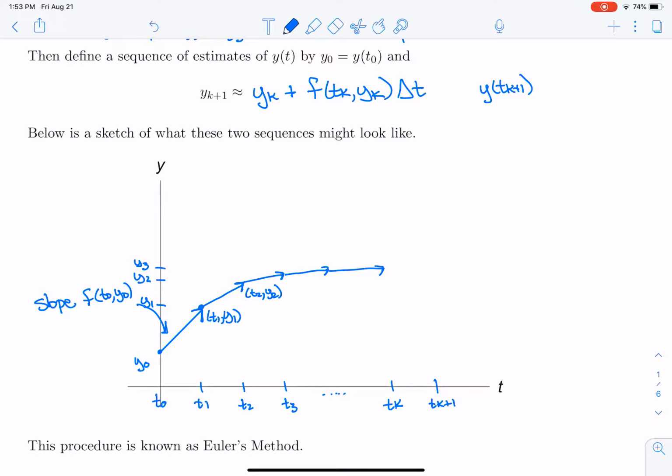Euler's method is developed by the famous mathematician Euler, and his name is not pronounced "Yooler." I know a lot of people are familiar with the mathematician Euclid, and so immediately they want to say that it's pronounced the same, but in fact, the correct pronunciation is "Oiler."